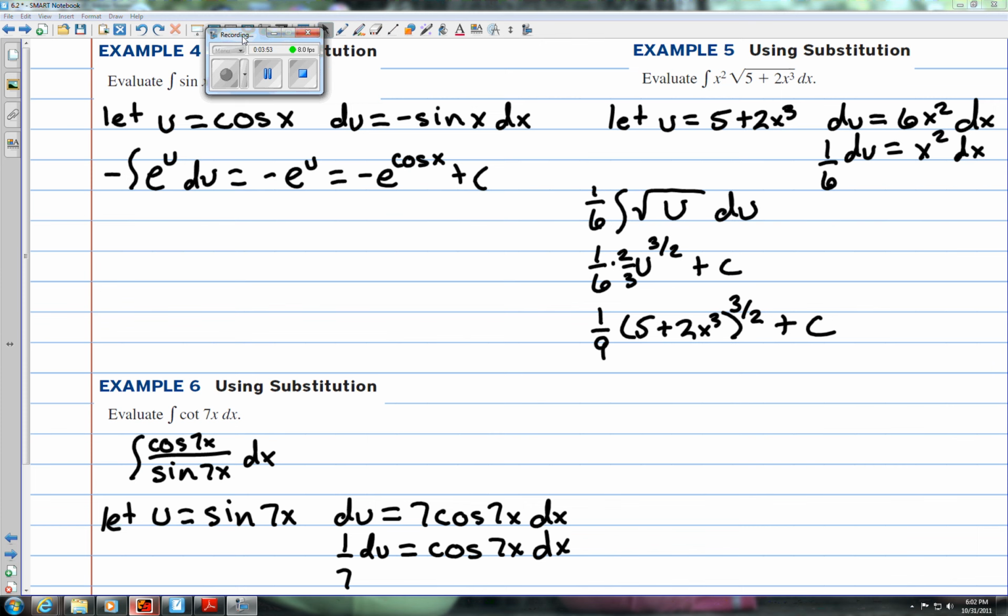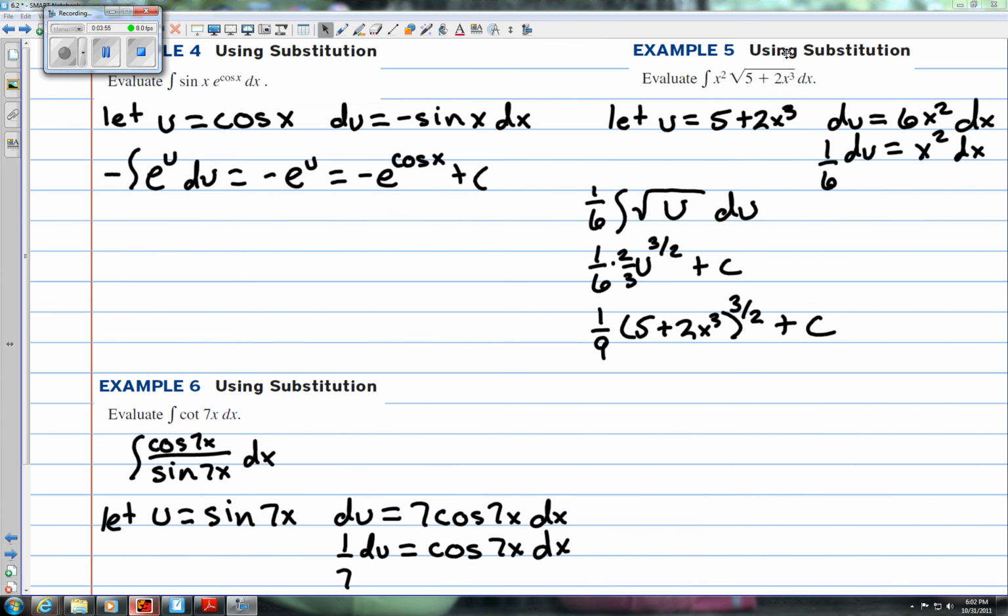In example 5, we're also going to use substitution. In this case, I don't think it's all that apparent what the antiderivative of this would be. But I think we can very easily do the antiderivative if we use this u substitution. We're going to let u equal 5 plus 2x to the third. The derivative of each side: first of all, the derivative of u would be 1, and the derivative of the right side would be 6x squared, and then dx.